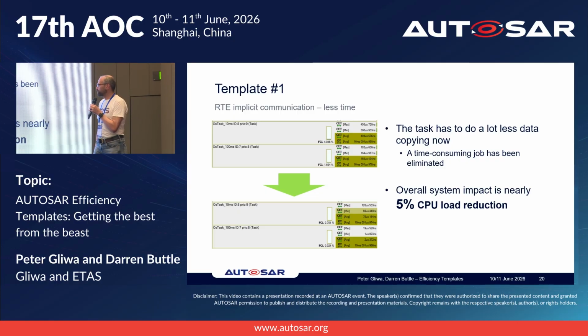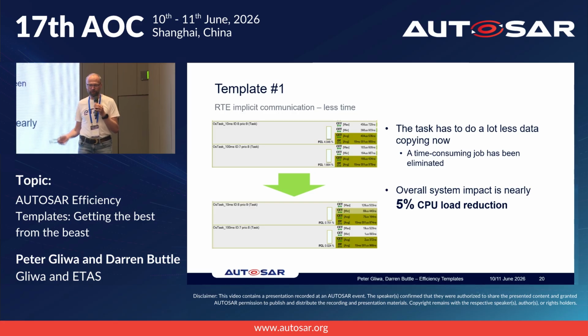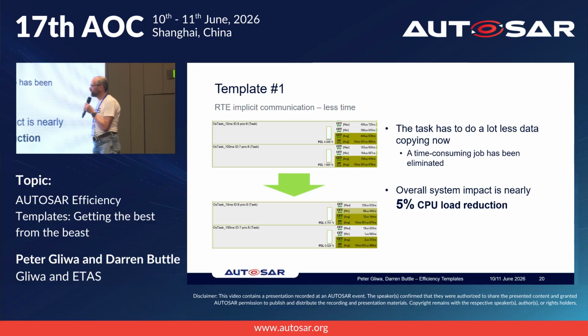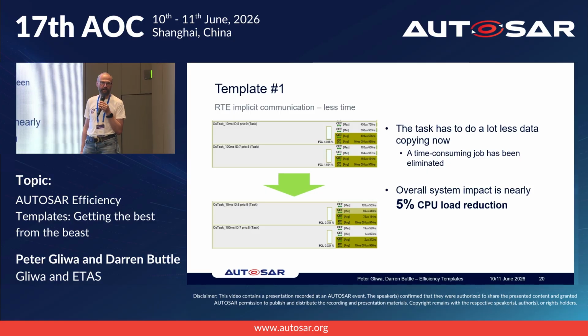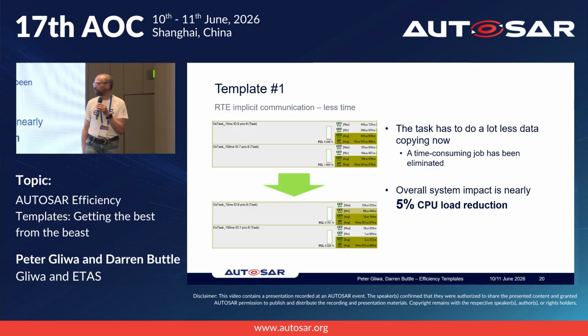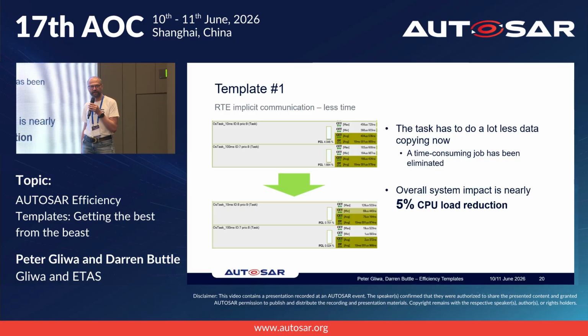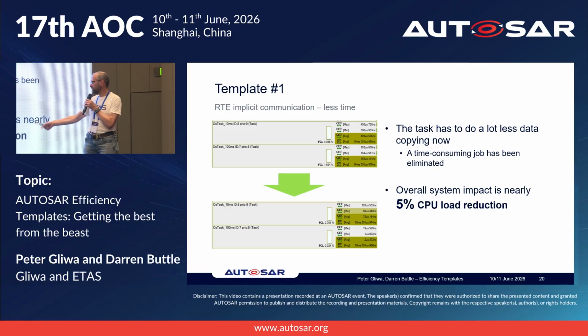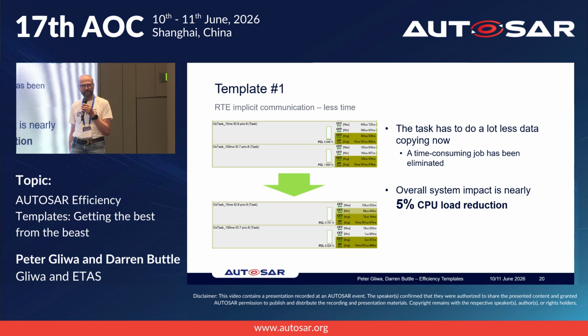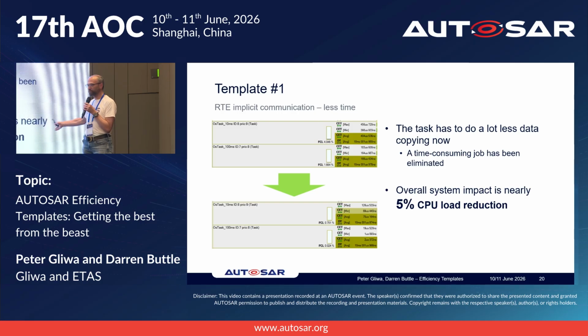And as Pete says, there's a huge amount of time saving as well. So in the top, the task doesn't have to do any data copying, so a lot of time-consuming jobs are eliminated. And if you look at that, we've got an almost 5% reduction in execution time here. At the top, we've got 4 and a bit percent CPU load for the 10 millisecond task, and 1 and a bit percent for the 100 millisecond task. Turning all this into implicit communication, we've now got 0.75% CPU load for the 10 millisecond task and 0.024 for the 100 millisecond task. So that's basically 5% of the CPU load just saved.